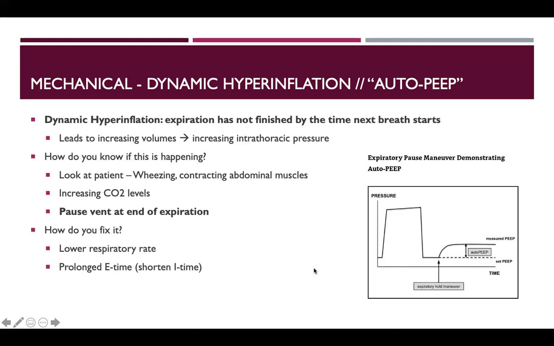So how do you fix this? The problem here is just that the patient can't finish expiration, right? So let's give them more time to do that. One way we can do that is by lowering the respiratory rate, so we give them a longer time for inspiration and a longer time for expiration. The inspiratory time, or I time, is also a parameter you can change on the ventilator. By shortening that, you give the patient a longer time to finish expiration without changing the respiratory rate. So those are 2 options you have to fix this situation.